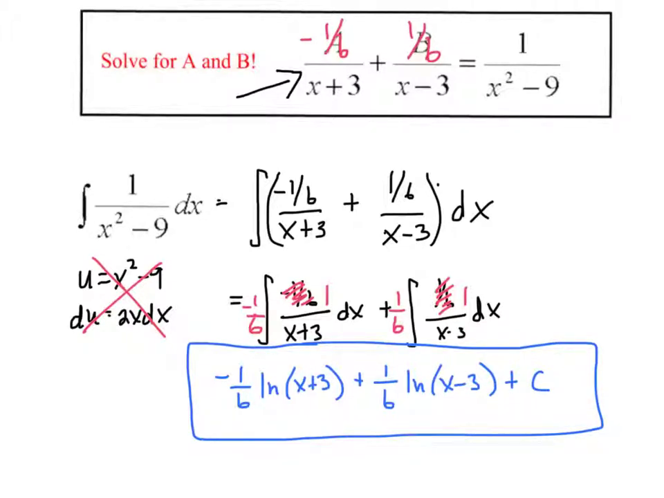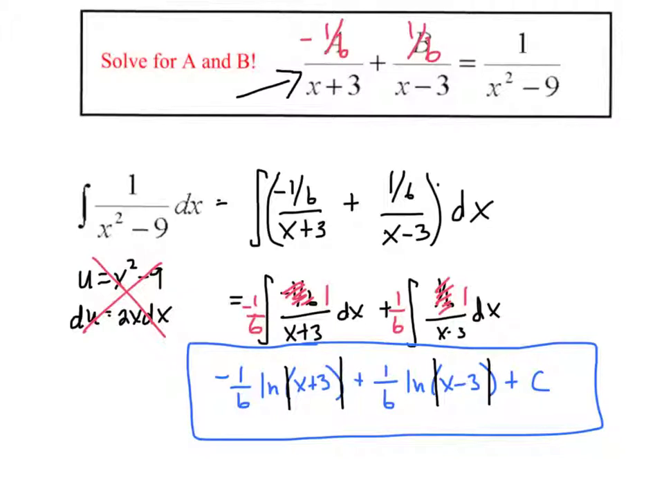1/6. First of all, a lot of times you'll see this written with absolute values. That's just kind of a nod to the fact that we do have some domain issues dealing with natural log. We can't take the natural log of a negative. Okay.